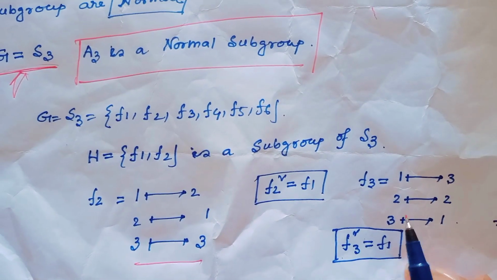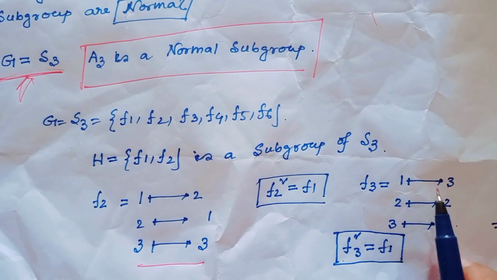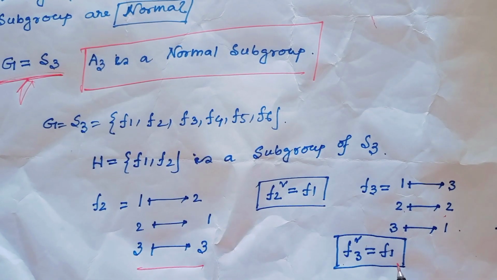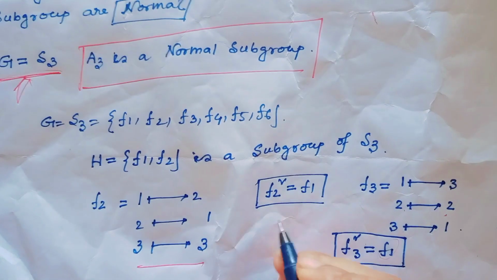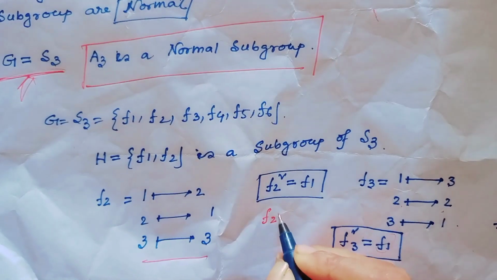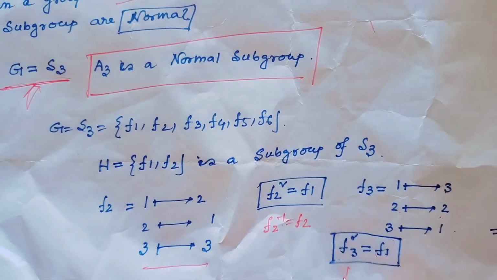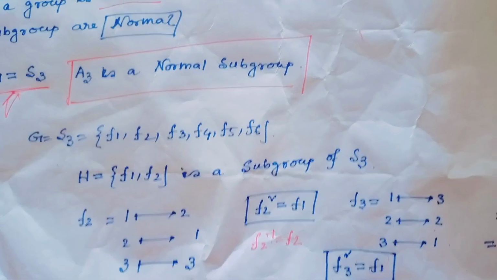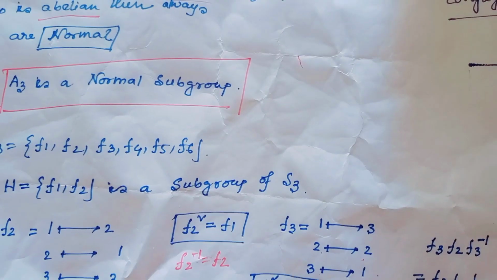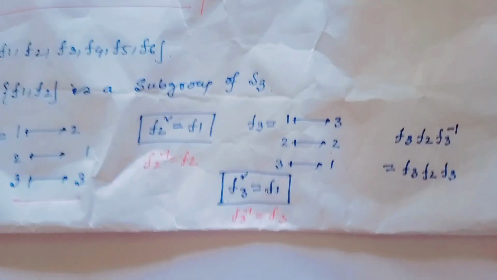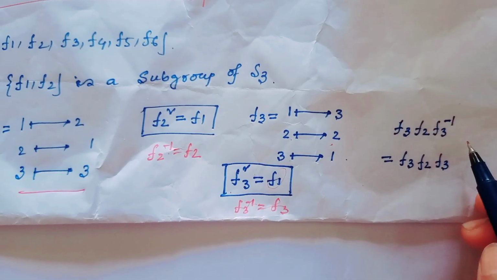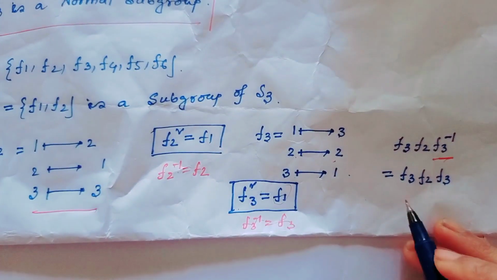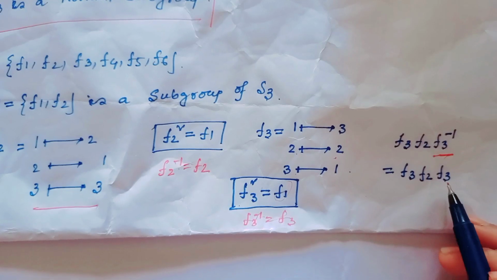Why check whether A is a normal subgroup? Consider another permutation f3, where 1 goes to 3, 2 goes to 2 and 3 goes to 1. Obviously, f3 squared is also the identity permutation. That means f2 inverse equals f2 and f3 inverse equals f3. Now, to check whether A is normal or not, consider f3 f2 f3 inverse. Obviously, f3 inverse is actually f3, so this is f3 f2 f3.